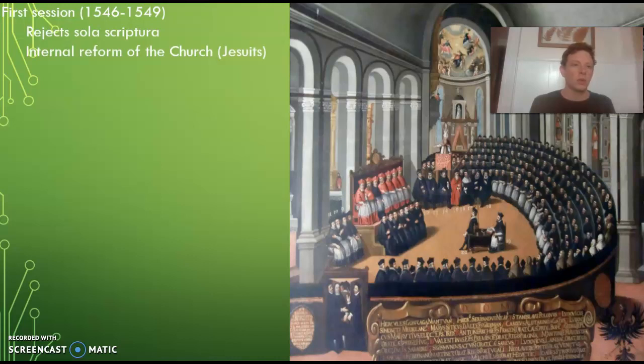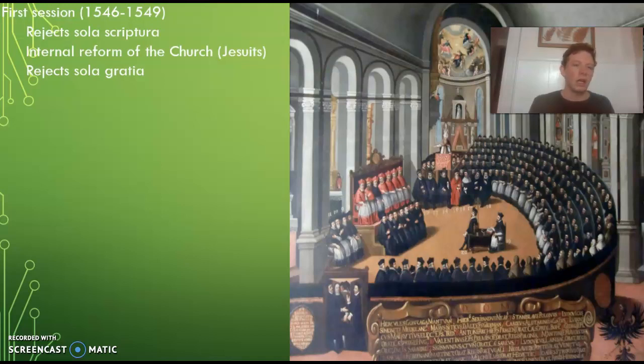The first session of the Council also calls for an internal reform of the Church and approves one of the orders that we'll talk about more next week, that is going to carry out that reform or implement reform. That's the reform of the Jesuits.